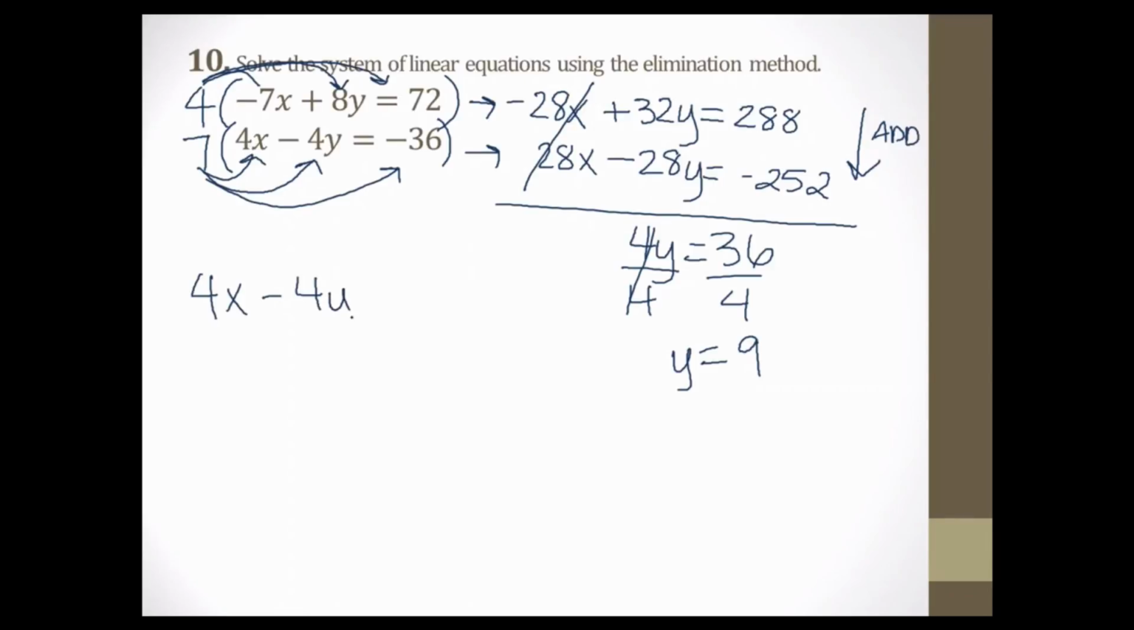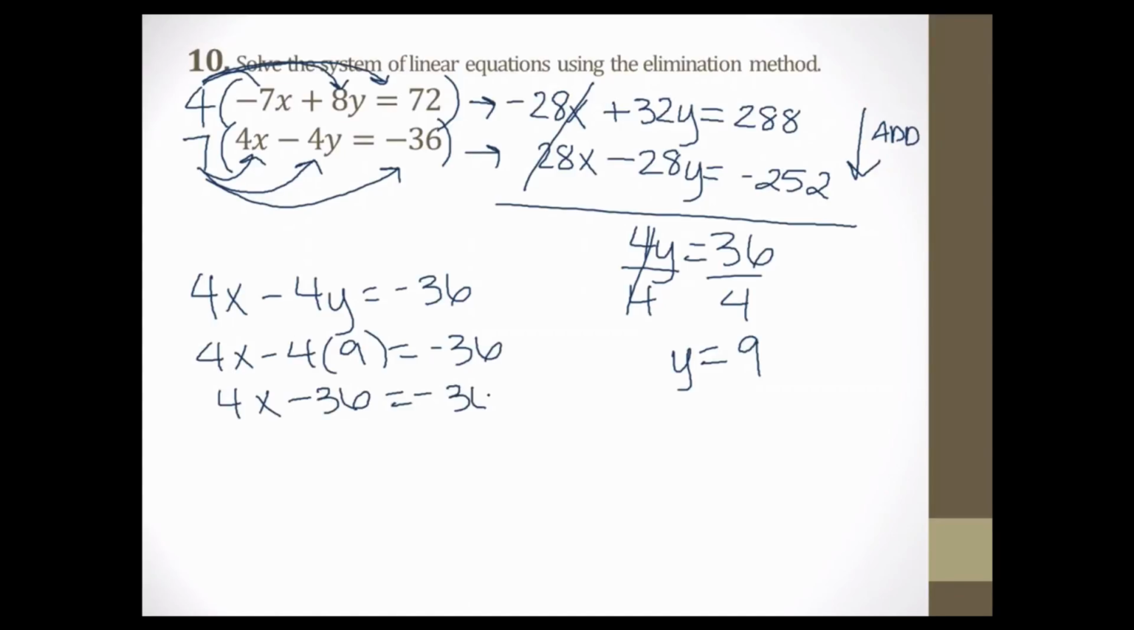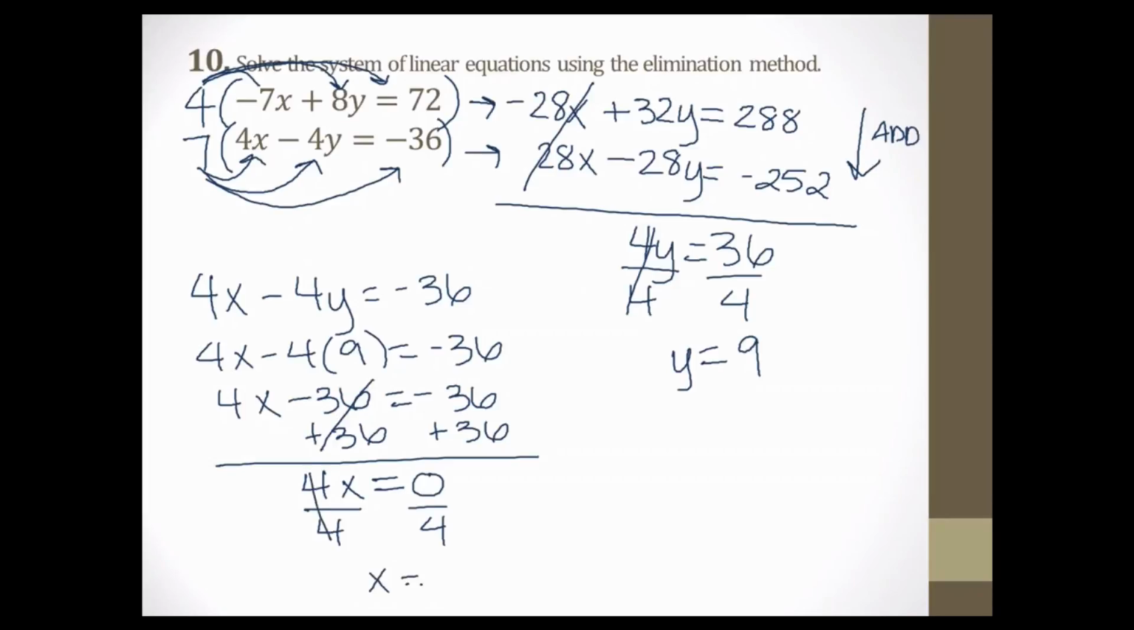4x minus 4y equals -36. So I'm going to plug in 9 in for y. So that's 4x minus 4 times 9 equals -36. So that's 4x, -4 times 9 is -36, equals -36. So then if I'm going to add 36 to get 4x by itself, that cancels this out here. I'm going to bring down my 4x equals -36 plus 36 is 0. And then to solve for x, I'm going to divide by 4, and 0 divided by 4 equals 0.